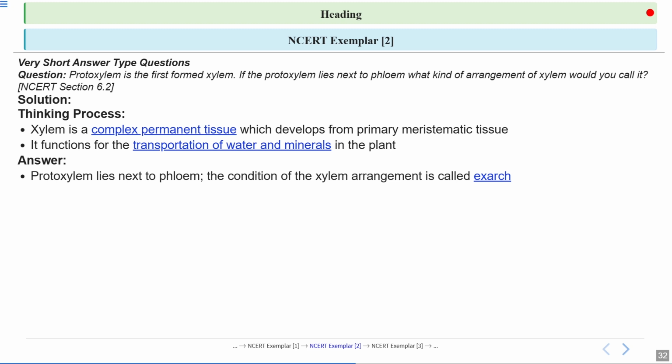Because why is it so? Because protoxylem is a type of xylem that is formed initially. First formed xylem, and that is called protoxylem. Now remember one point here, very important. The condition of the xylem arrangement is called exarch when the protoxylem lies next to the phloem. The protoxylem next to the phloem, right?